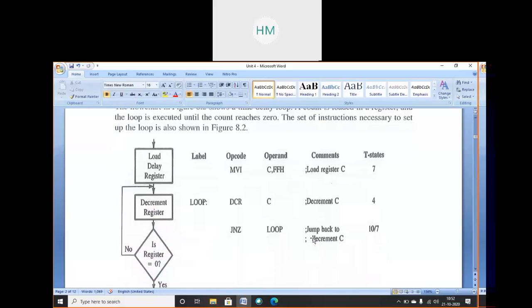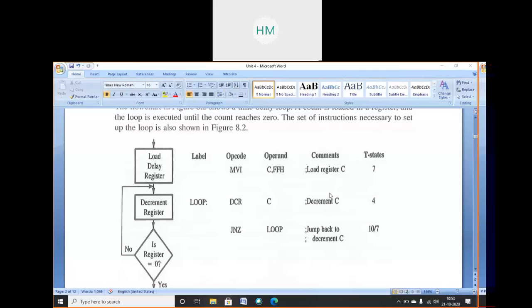It's very easy. Load delay register. Draw the flowchart in your copy. Load delay register. Decrement register. Is register equal to 0? Yes. Out of the loop? No, it will be in the loop. And what program? Just 3 instructions I will write. This is using an 8-bit counter. You can see what is the value of the counter I have loaded here? Who can tell me the value of the counter from the instruction?